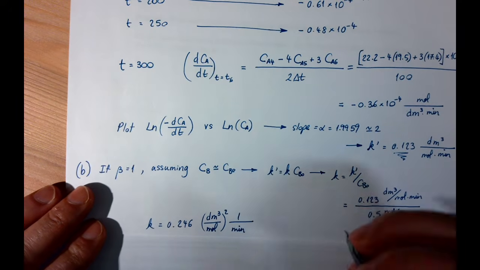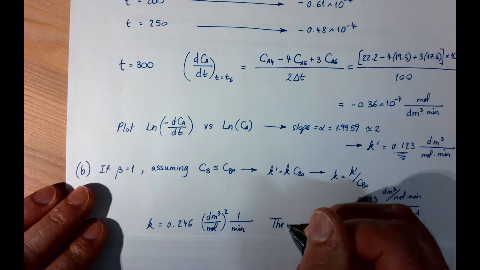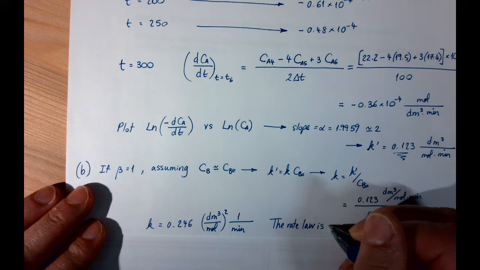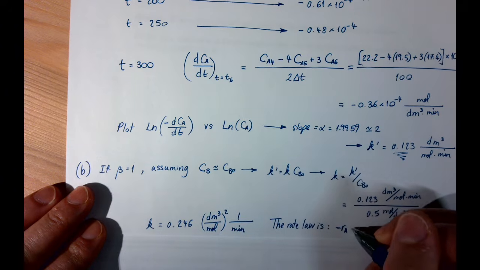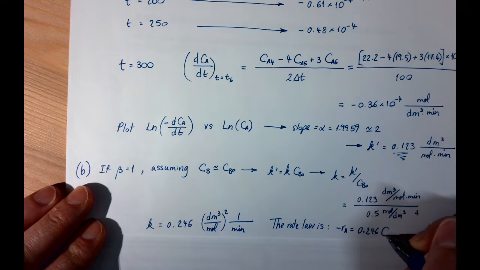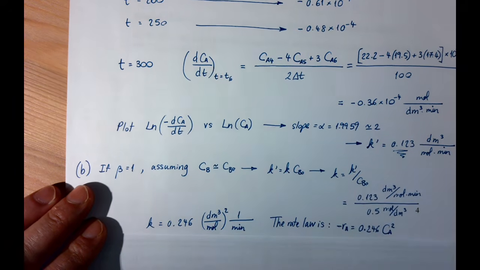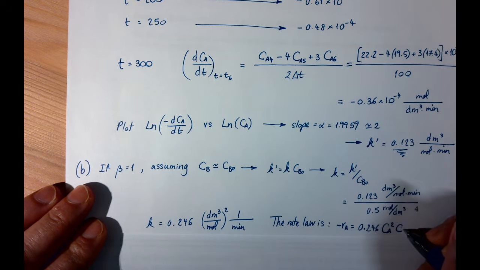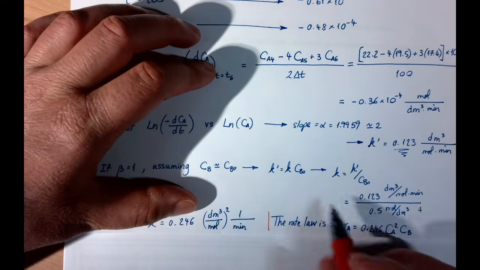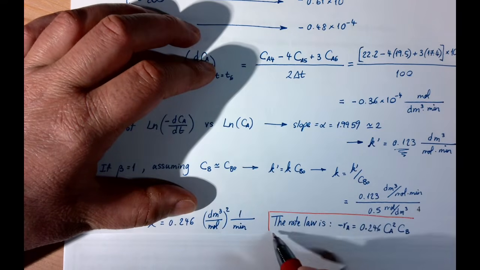Therefore, the rate law is minus RA is equal to K, 0.246 times CA to the power of 2 times, from part B, the other experiment that told us that it's first order in B. So this is the rate law, the final rate law for this problem.